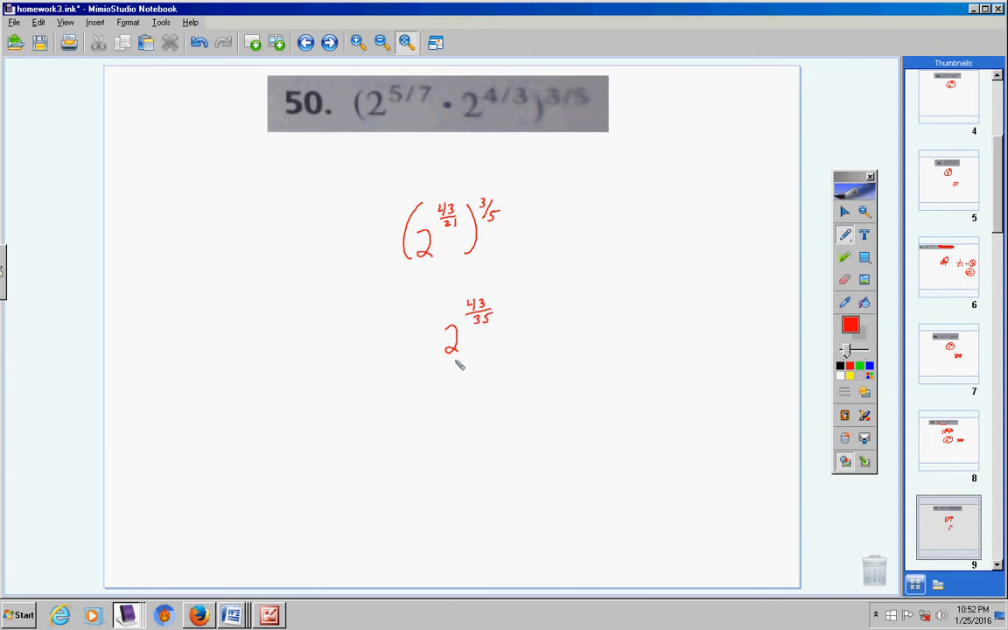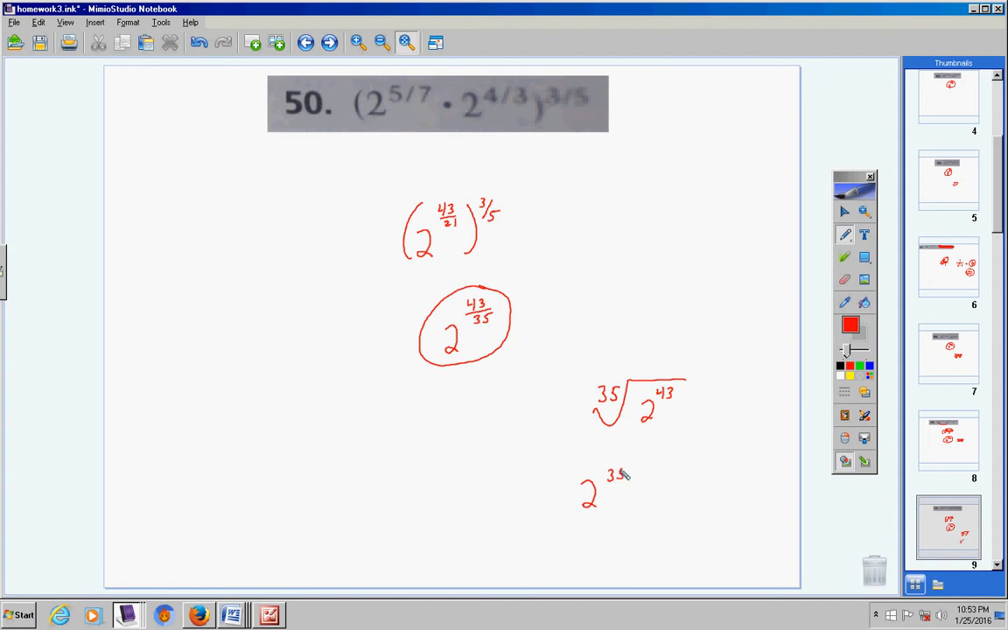Okay, 43 over 35. Now, your original problems were written with rational exponents, so this is going to be your final answer. However, I do want to point out to you, you could simplify this in radical form. Your index is 35. You have 2 to the what? 43. So you'd have how many 2's written out here? 43. And you're looking for sets of 35.